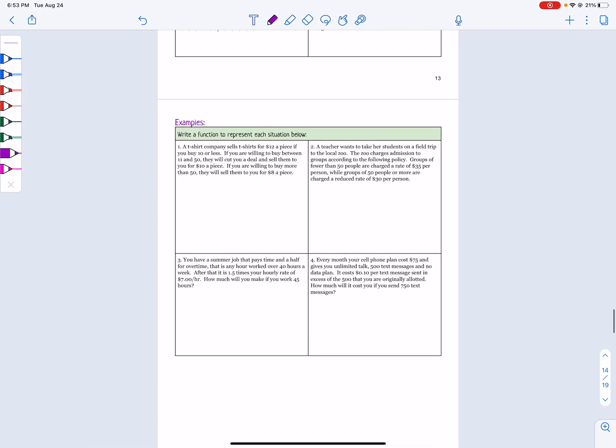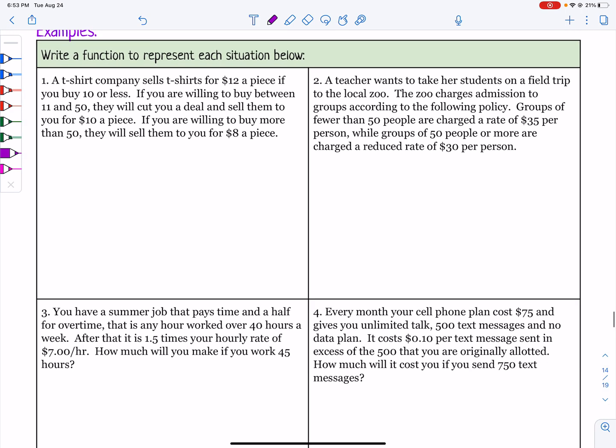Let's look over here at page 14 and just write out 2 word problems. All these words look like more than they are, but they're really pretty straightforward. It says a t-shirt company sells t-shirts for $12 a piece if you buy 10 or less. All right, so let's just first stop there. If they sell t-shirts for $12 a piece, that's the first scenario, $12 a piece. If you buy 10 or less, so that's where x is less than or equal to 10, because 10 or less would need to include the 10.